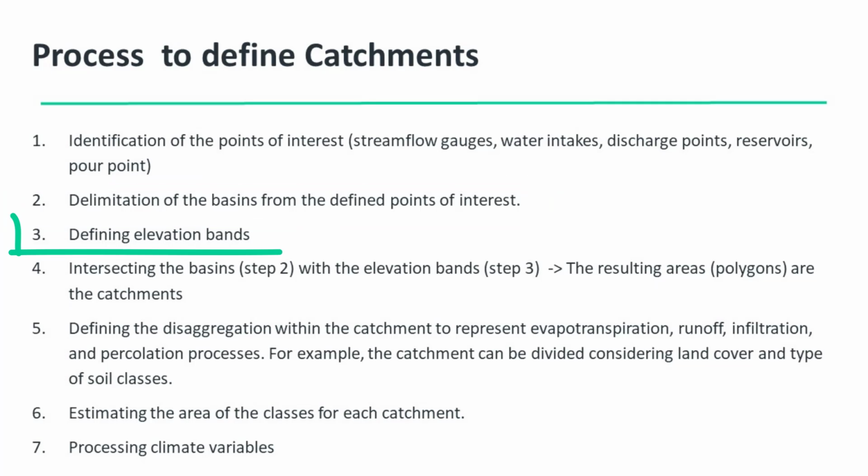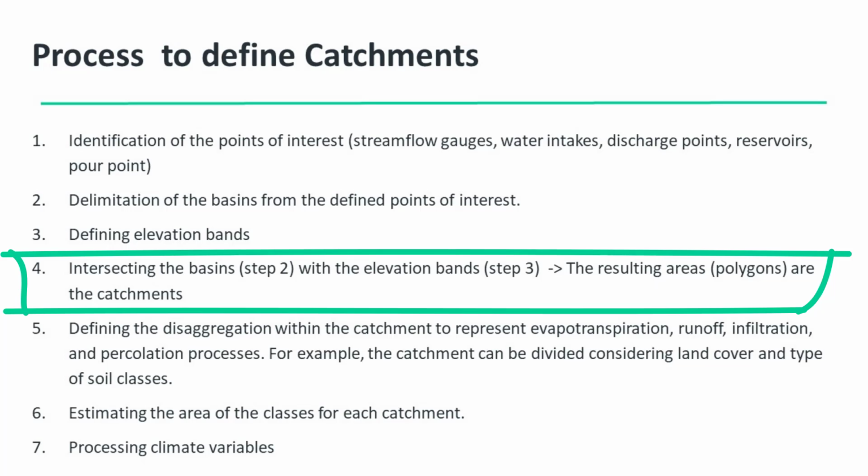The third one is defining if elevation bands will be included. Suppose that the basins delimited in the second step have a large extent and there is a significant spatial climate variability. In that case, it is worth defining elevation bands to capture the spatial variability of the climate. We will need a digital elevation model and analyze the spatial distribution of variables such as precipitation and temperature.